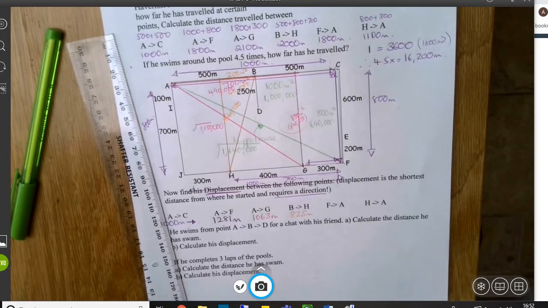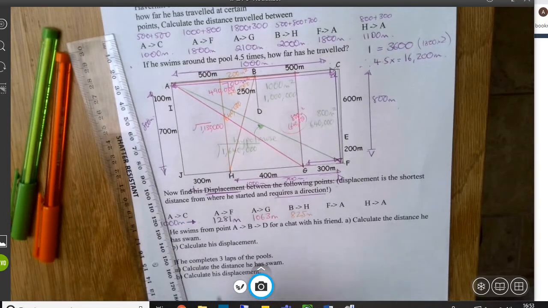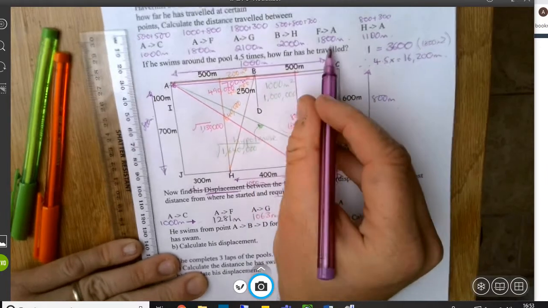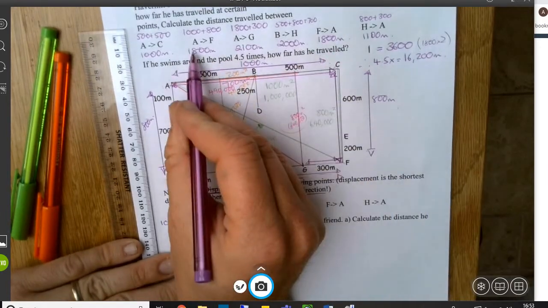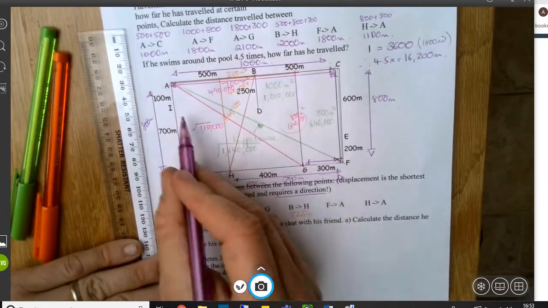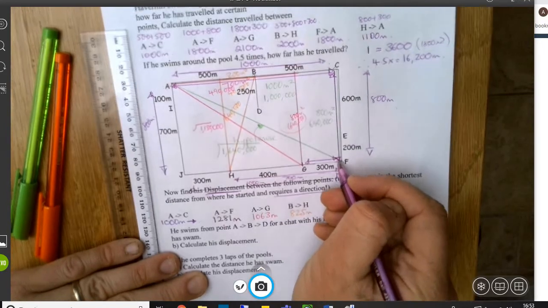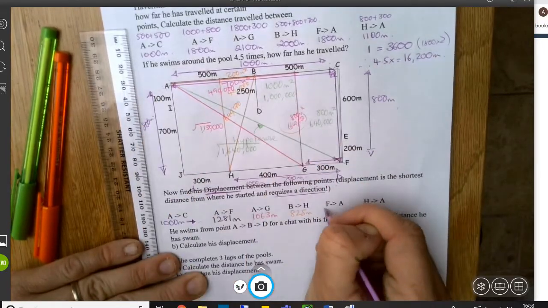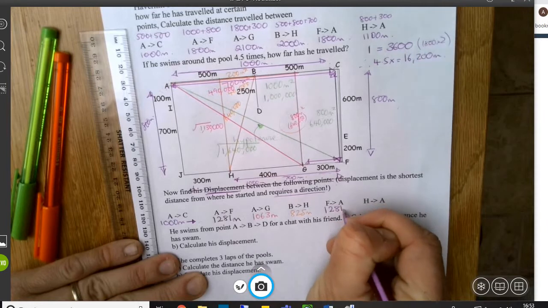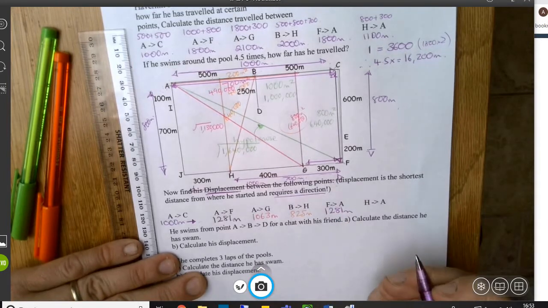Next we've got F to A. Now we would hope, we saw before that F to A is the same distance. Okay, it should of course therefore be the same displacement because we are travelling back the same direction, so we can assume that it is 1281 meters.